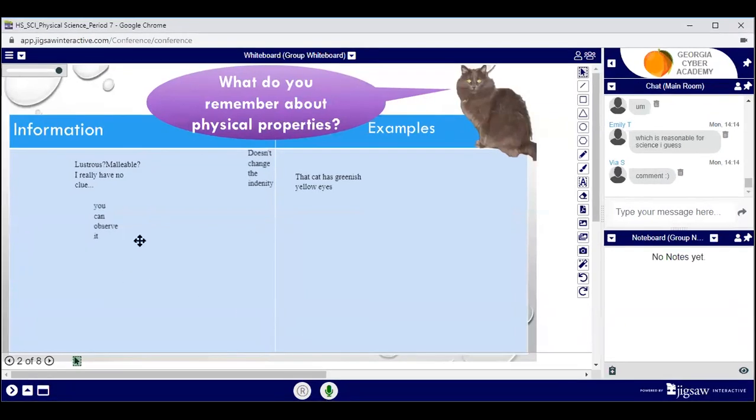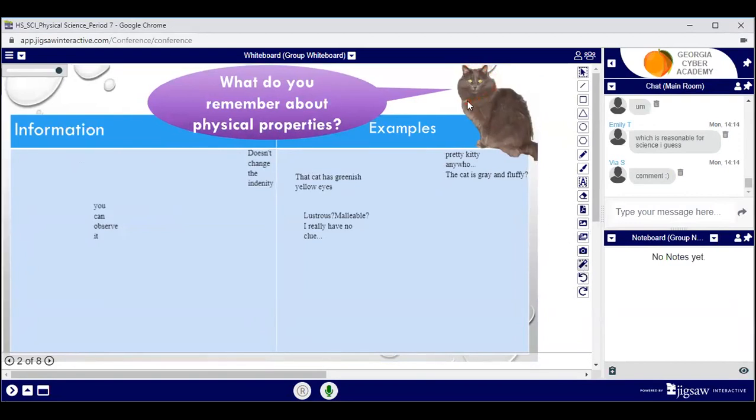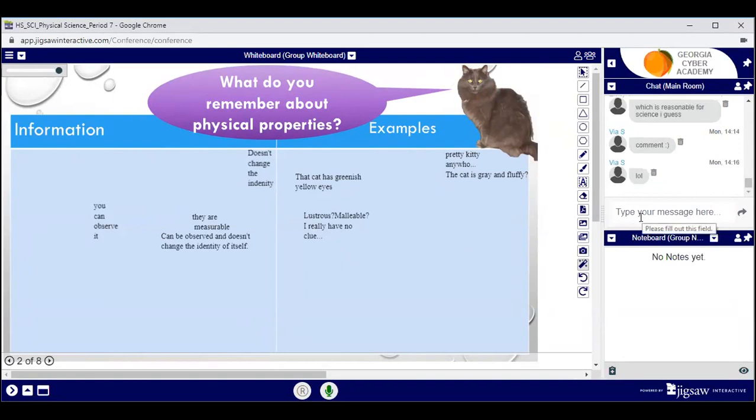So we've got some good stuff going up here. The cat has greenish yellow eyes. She does. That is Umbra. She's actually sitting right here on my desk. Lustrous and malleable. Those are definitely physical properties. They do not change the identity, can be observed. As she heard her name, there's her tail.